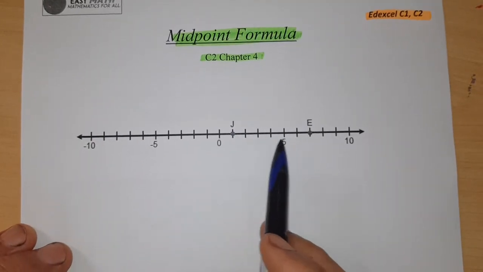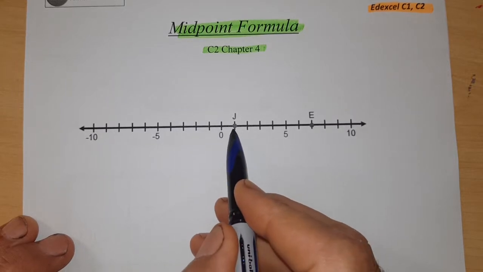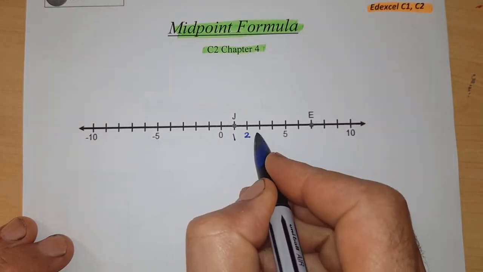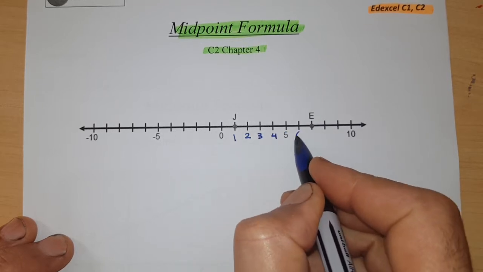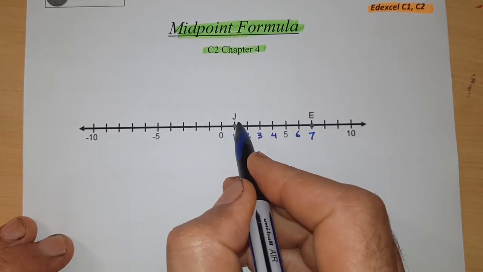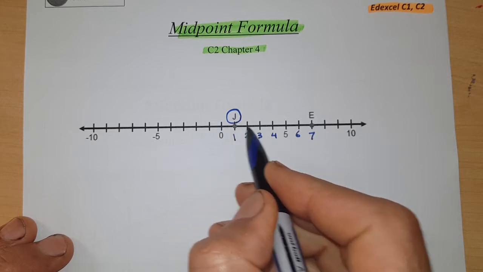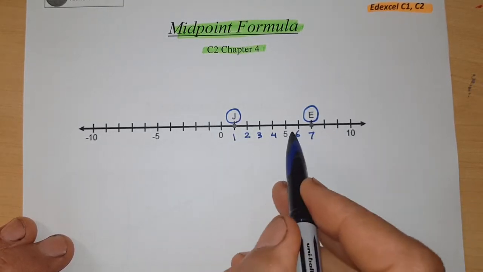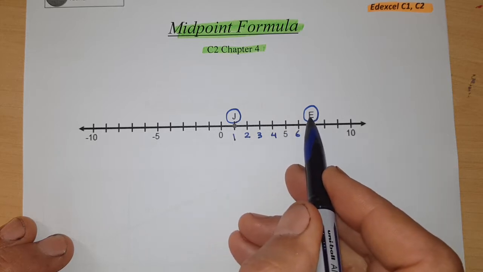Consider now I have 2 points on the number line like this: 1, 2, 3, 4, 5, 6, 7. Consider I have the point J represent number 1 and point E that represents number 7. What is the midpoint now between J and E?